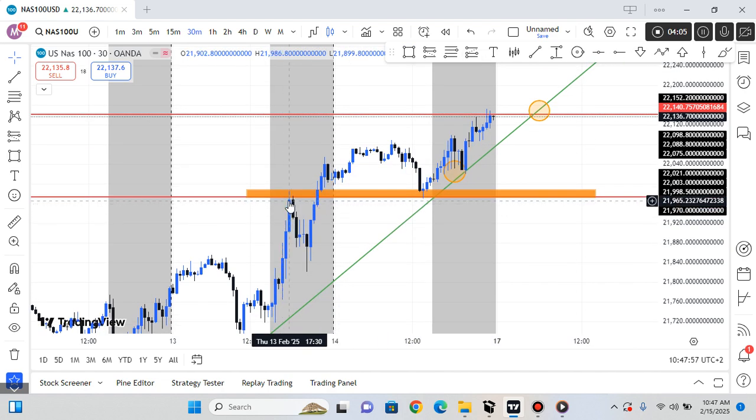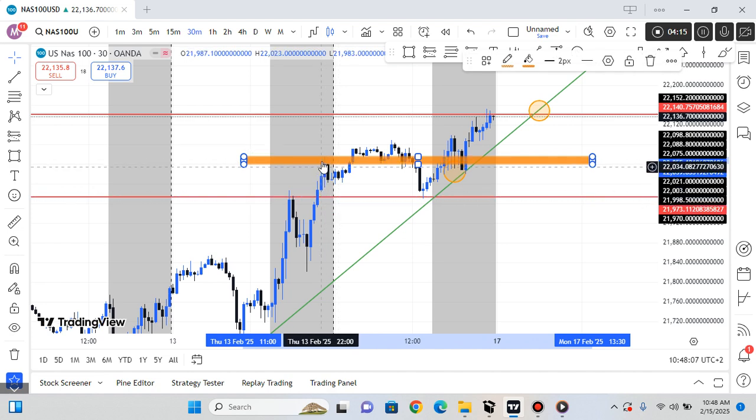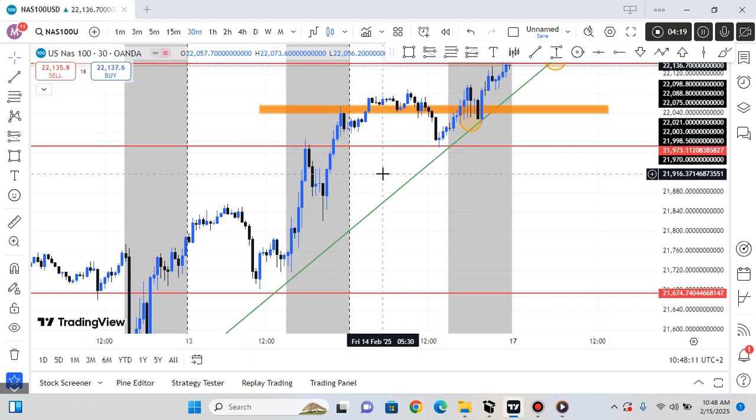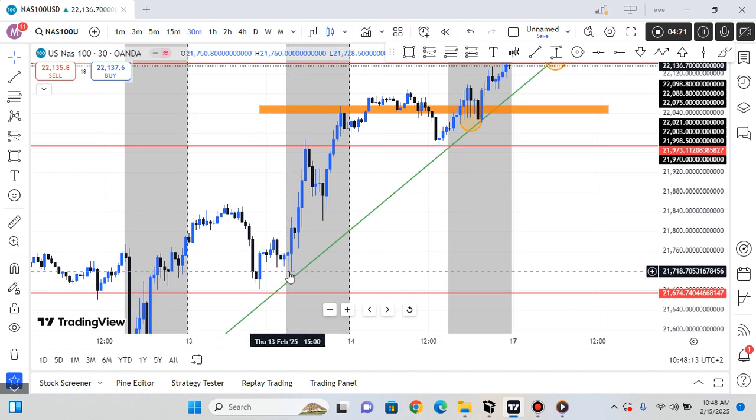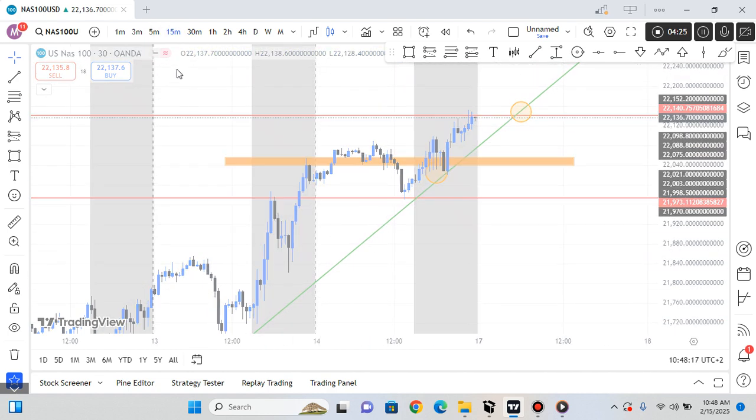Why? Because it is the high that was created during this time. In fact, this one is a higher high, but I want the higher high which is this one. This one is the last high of New York, and this is the last low of New York. That's what we want. In that case, now on the 15 minutes time frame, let's see what we have.